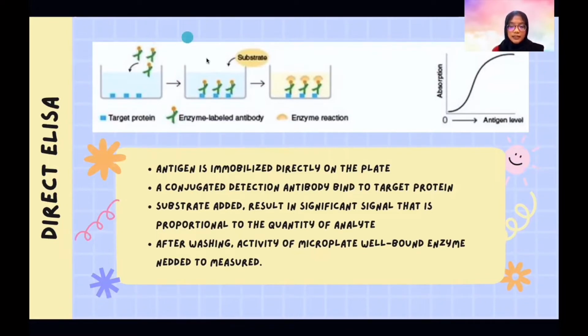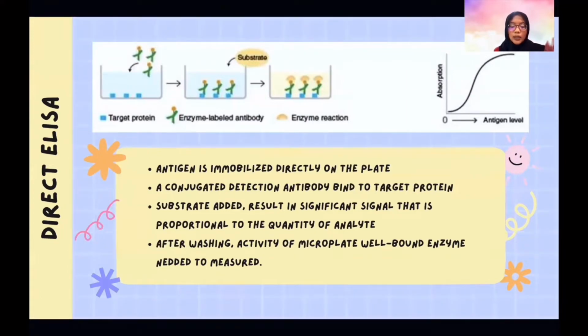In a direct ELISA method, an antigen is immobilized directly on the plate, and a conjugated detection antibody binds to the target protein. The substrate will then be added, resulting in a significant signal that is proportional to the quantity of the analyte in the sample. Finally, after washing, the activity of the microplate well-bound enzyme needs to be measured. Since only one antibody is used, this technique is less specific than other ELISA techniques.